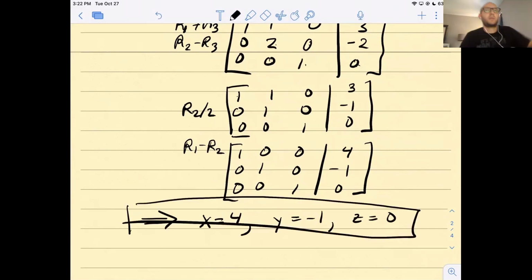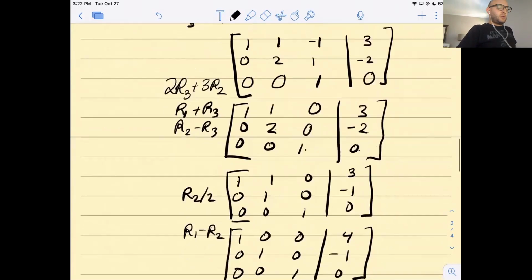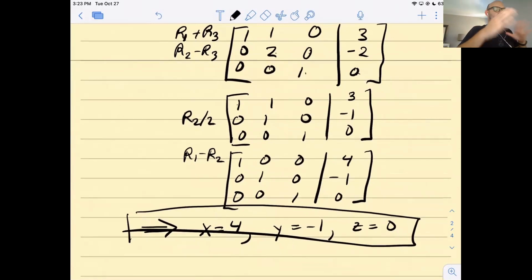Okay. All right, guys. So this process, as you see, is pretty systematic. You do this elimination. It's called Gaussian elimination. You target a final shape, and that shape will just read off the answers.